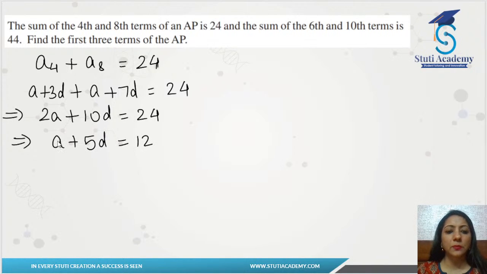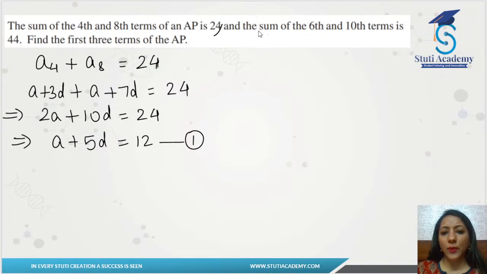So 2 we have divided by 2, 10 we have divided by 2, we have got 5, and 24 we have divided by 2, we have got 12. Now, the sum of the 4th and 8th terms of an AP is 24, and using this information, we have got an equation: a plus 5d is equal to 12.